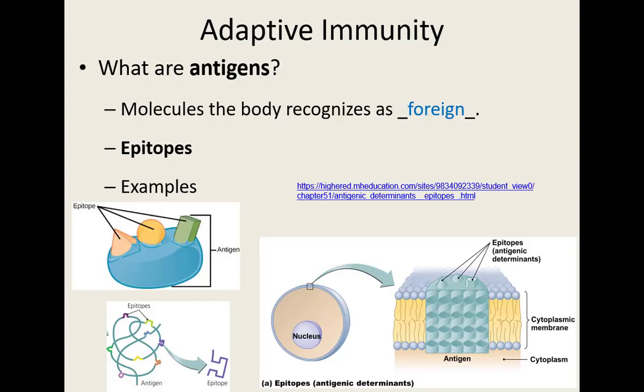Now, our adaptive immune system in general recognizes very specific foreign invaders, but pretty much anything that our body considers foreign is what's known as an antigen. So a foreign object, something that our immune system can recognize and mount an immune response against, is considered an antigen.